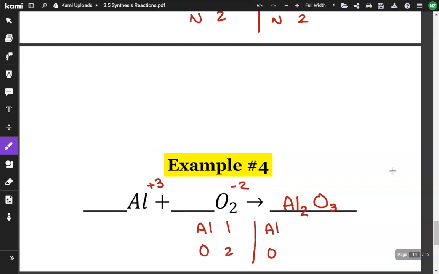1, 2, 2, 3. Okay, so I'm going to need a common multiple between 2 and 3, which is going to be 6. So let's put a 2 here. 2 times 2 is 4. 2 times 3 is 6. To get my 6 over here, I need a 3. 3 times 2 is 6. And then to get 4 aluminums, just put a 4 there. 4 times 1 is 4. Balanced.